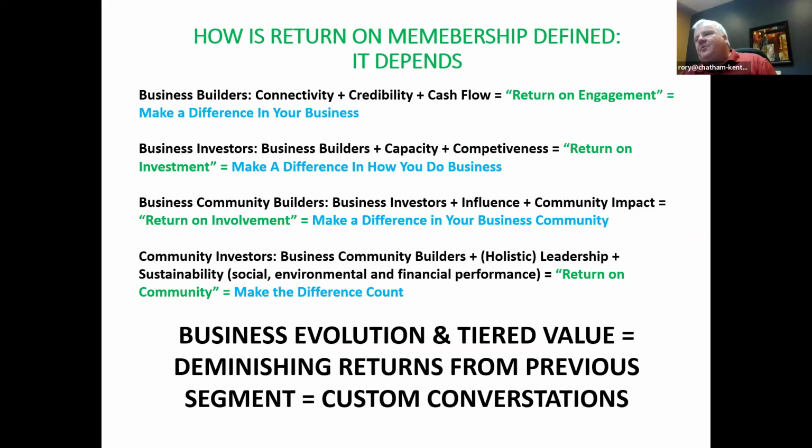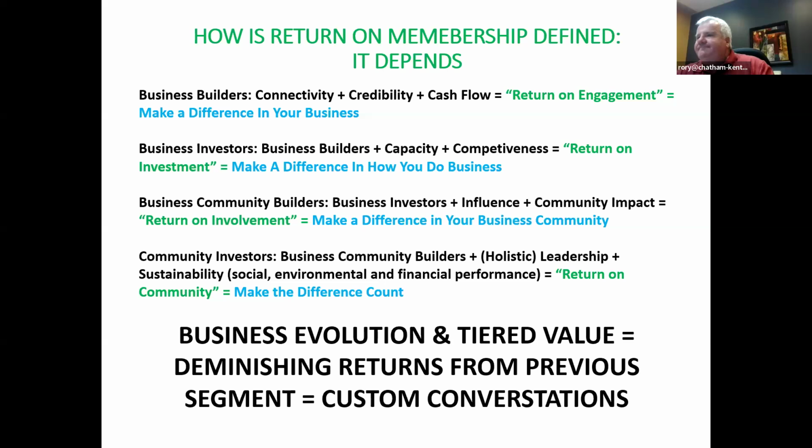So we've taken the segmentation model and broken it down into some very different, if you like, psychographic motivators, which Todd has referred to, and that's about why we buy, right? What are we looking to get done? And we add into this some jobs theory by Christensen, but it's around, you know, the business builder is looking for that connectivity and that credibility and cash flow revenue. So they've got a measurable return on your engagement. As I say, making a difference in your business. We can make that difference in your business. The business investor, you still package a bit of that business builder in that, but you're trying to build the capacity of your business to operate and build your ability to compete. So that's that return on investment and making a difference in how you do business. So it's a very different conversation now. We're not talking about what we do. We're talking about why we do it. We are looking to make a difference in how you do business.